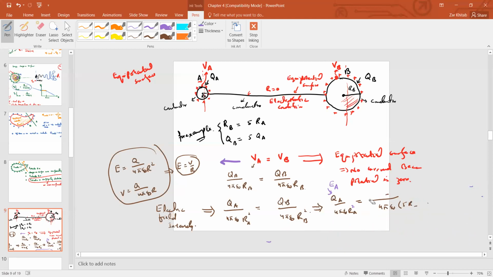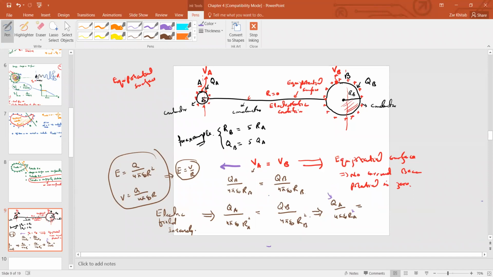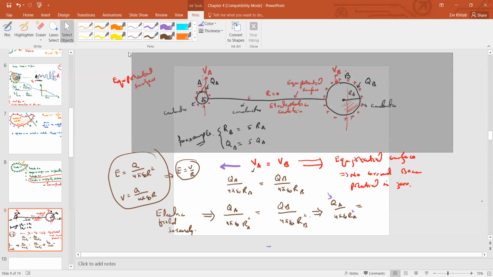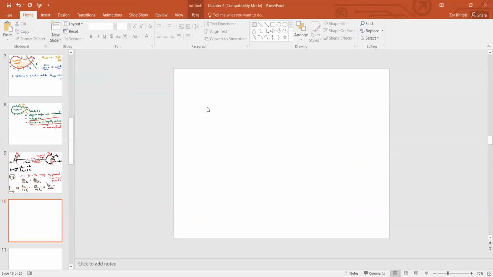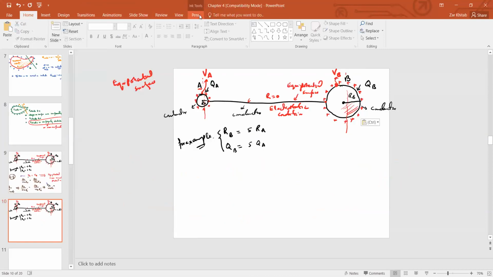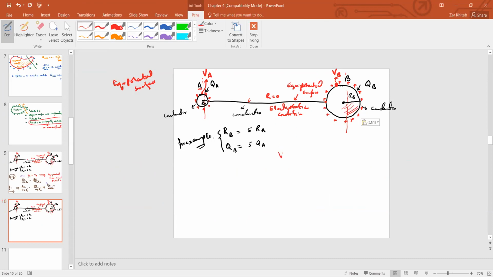This derivation is in the video recording, so you can consult the video lecture for whatever I have removed, okay? So you can also go for another sort of description, right? If I try to copy this one, place it here, now, again, I just want to repeat everything, right? VA is equal to VB, which means QA divided by 4 pi epsilon naught RA equals QB divided by 4 pi epsilon naught RB. Is this okay? Fair enough?